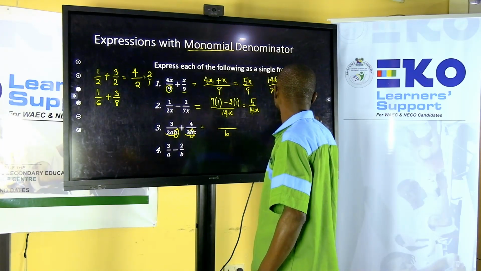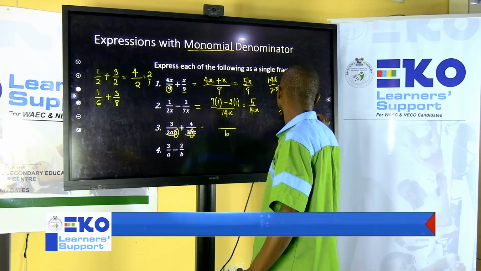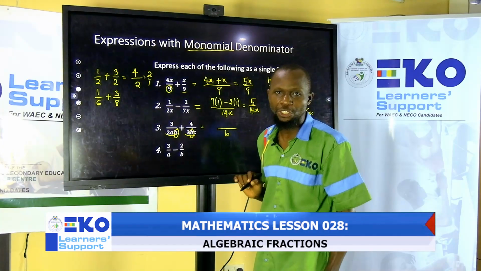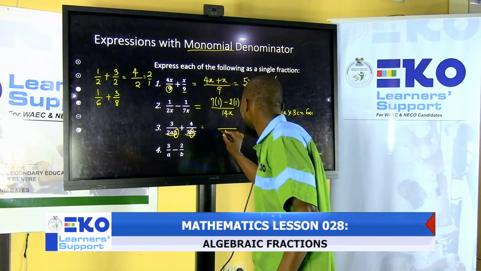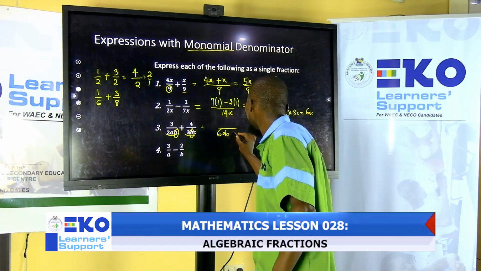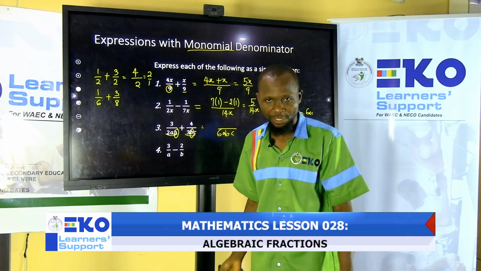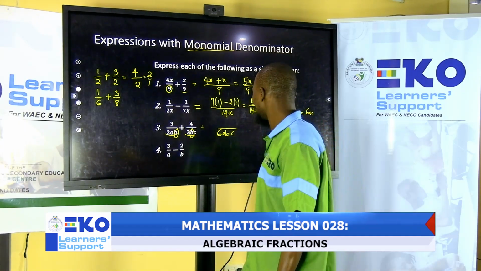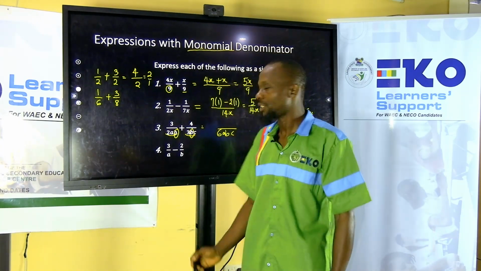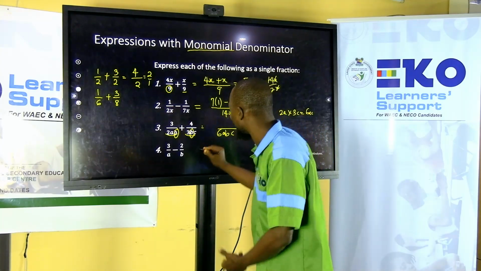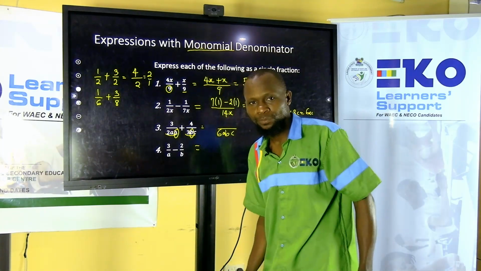So if you multiply this, what do we have? We have 6ac then with b. So we have 6abc as the LCM. So 6abc. Then from that, you can move on. Let's look at the next one.